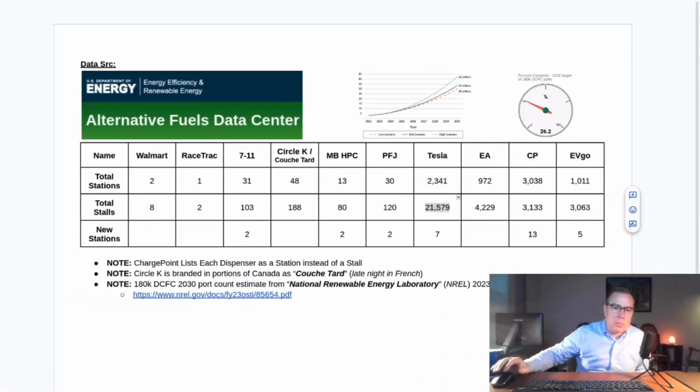As I mentioned, I'm going to be continuing to improve this process as time goes on. What I changed this time is I added a total stalls row in order to clarify the fact that ChargePoint has more stations than Tesla, but Tesla is just obviously much larger.